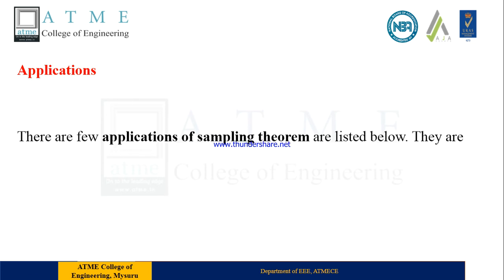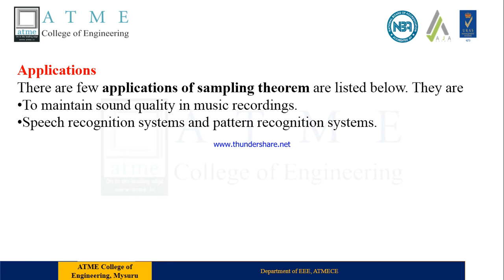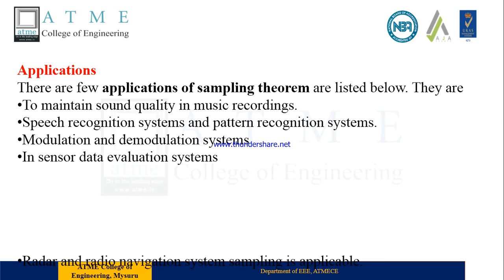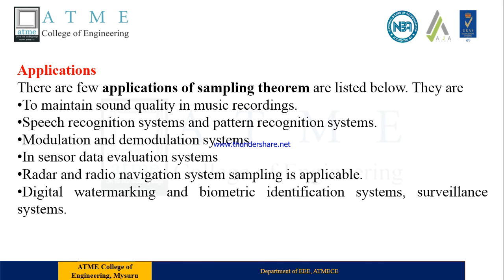So what are the applications that we can have for sampling? Basically, sound quality in music recordings, speech recognition systems, pattern recognition systems, modulation and demodulation systems, data evaluation systems, radar and radio navigation systems, digital watermarking, biometric identification, and surveillance systems. There are numerous applications that we are talking about here, but for anything in the real world, if you are converting from analog to digital, the applications can be innumerable.